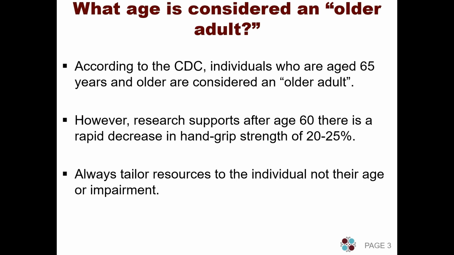What age is considered an older adult? Well, according to the CDC, individuals who are age 65 years and older are considered an older adult. However, research supports after age 60, there is a rapid decrease in hand grip strength of 20 to 25%. Knowing this can be useful when working with this population because you can potentially screen their bilateral hand strength.